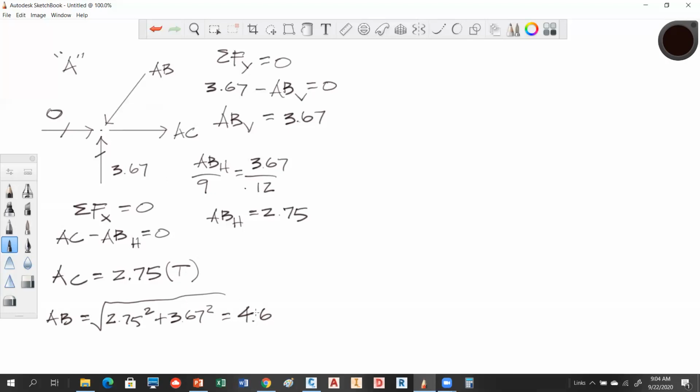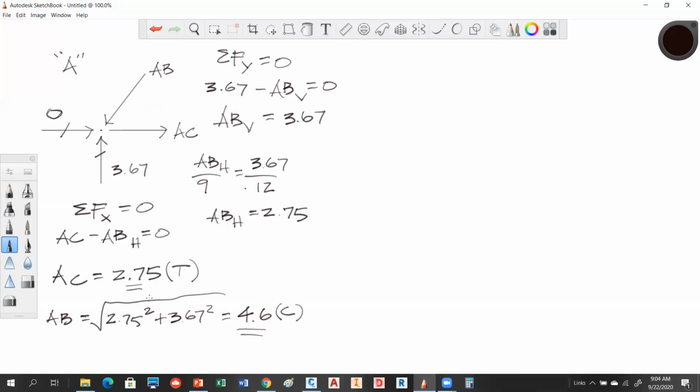So what's happening here for AB? Is that tension or compression? Compression. It's compression. All right, this is very important. An answer without the T or the C is going to be wrong, okay? All right, so we have solved the first joint.